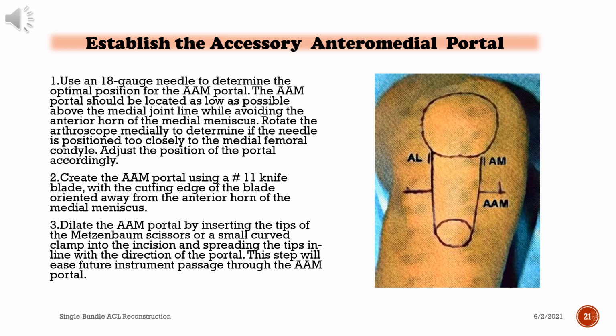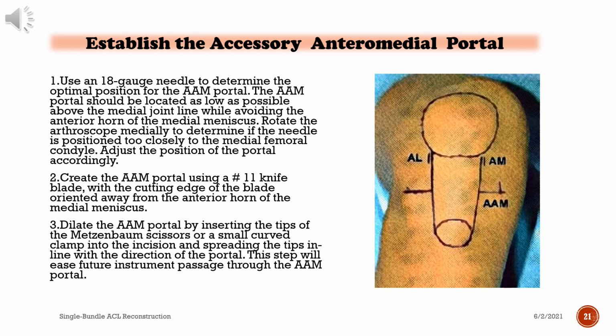Use an 18-gauge needle to determine the optimal position for the AM portal. The AM portal should be located as low as possible above the medial joint line while avoiding the anterior horn of the medial meniscus. Rotate the arthroscope medially to determine if the needle is positioned too closely to the medial femoral condyle. Adjust the position of the portal accordingly.